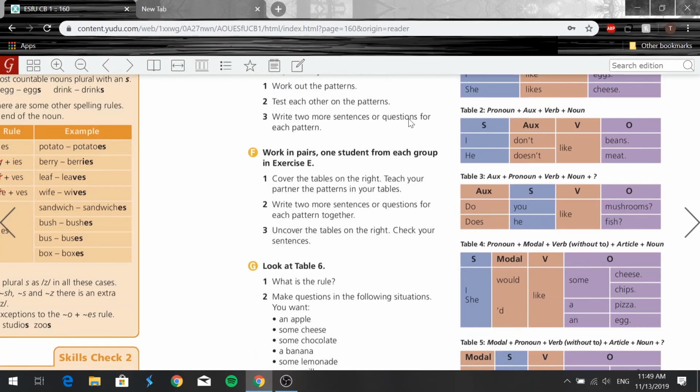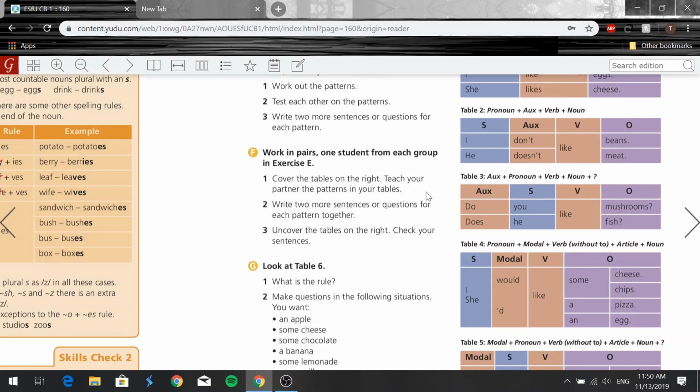Okay, here we have subject, auxiliary, verb, and object. So I don't like beans. He doesn't like meat. Well, I could also say she doesn't like lettuce. Or I could also say they don't like butter. Okay, so these are two more examples.